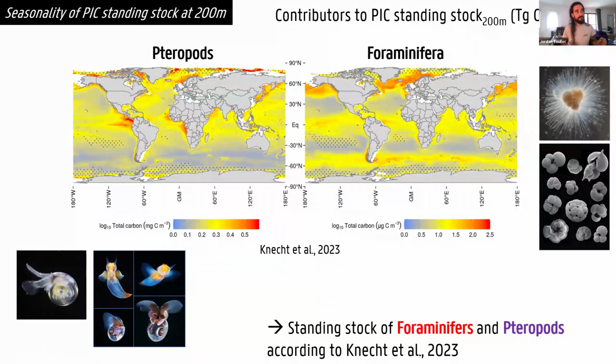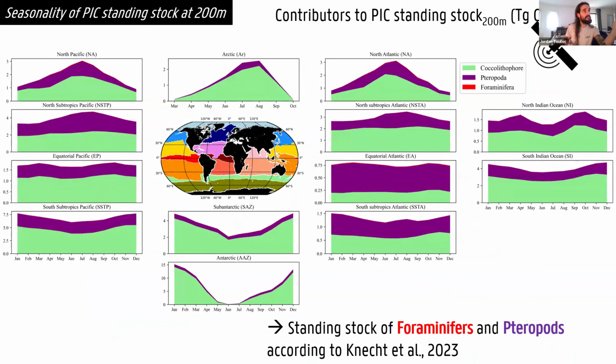So I also tried to observe the seasonality of these 2 organisms. I did a stack in terms of PIC standing stock, with coccolithophores in green and pteropods in purple. Foraminifera we cannot see because they are very small, so we can just picture the little red line in the North Atlantic.